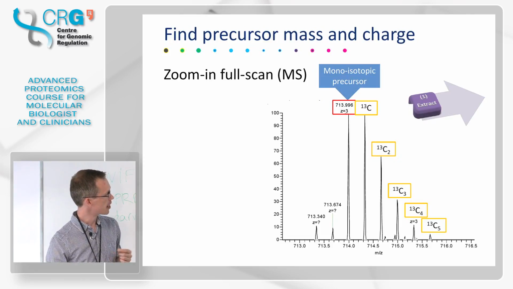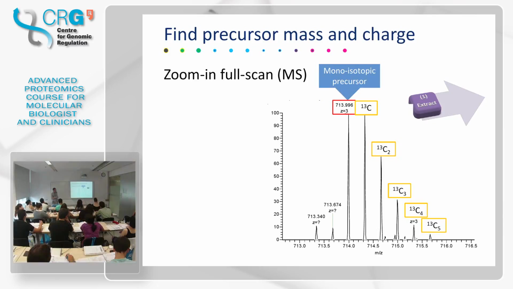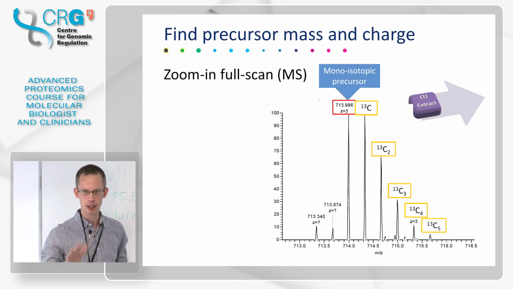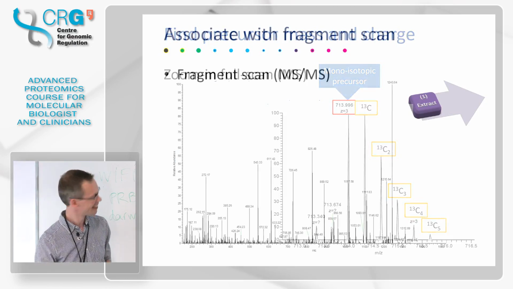Then we look at the fragment scan. The computer goes in and says, okay, these are not the masses that we're looking for. We're looking for the monoisotopic precursor mass, and we can find the charge here as well. Right? That's what the computer reads out from this first step. I've been keeping it very basic. It will get more advanced later.